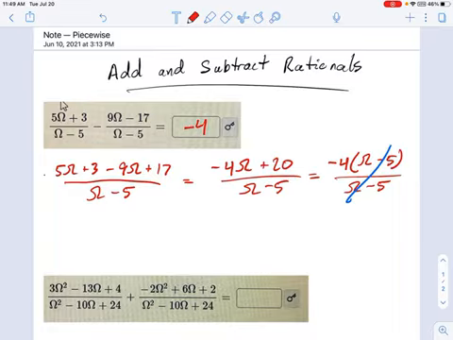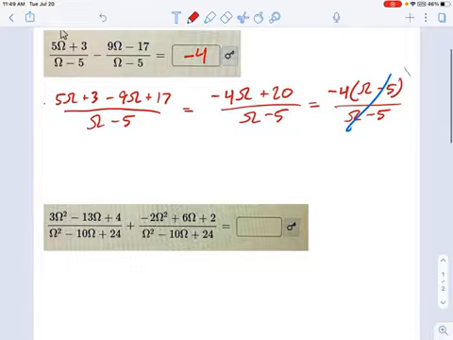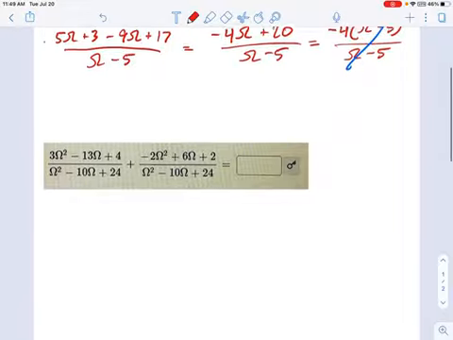Okay, so always, always, always look for a way to factor the top and cancel out factors. It's not always there, but you should always be prepared for it. And if you didn't do this last step here, canceling out that omega minus 5, the computer would probably mark you wrong because you haven't put your answer in simplified form. Now let's move on to the next one.